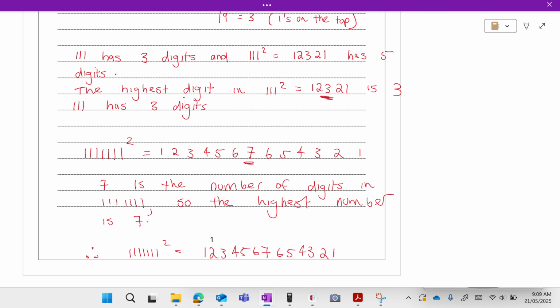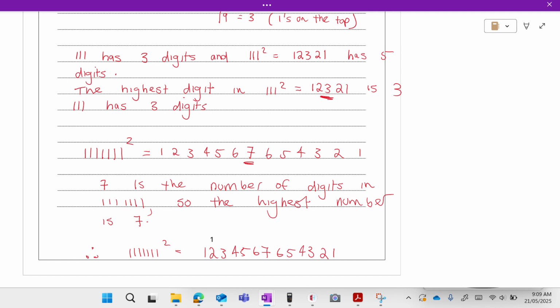Now, I haven't really explained the rule all of the way here. What else could I add to this sentence? I've explained about the 7. What haven't I talked about? Any ideas? I haven't talked about the fact that it goes 1, 2, 3, 4, 5, 6, 7, then 6, 5, 4, 3, 2, 1. So what could I say?